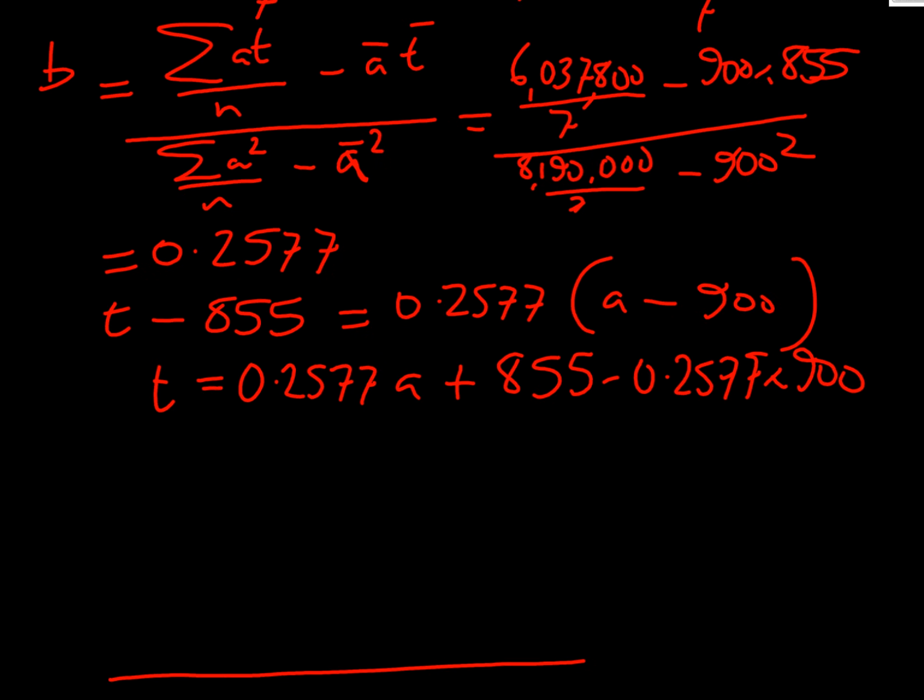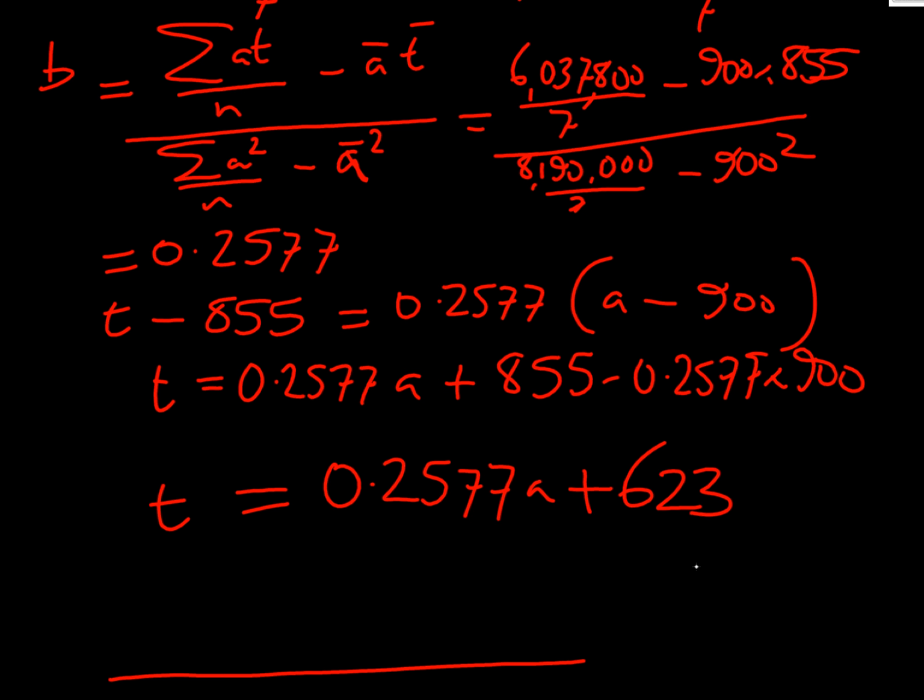Okay, so the result is going to be here that t equals 0.2577a plus 623. So that's our regression equation.